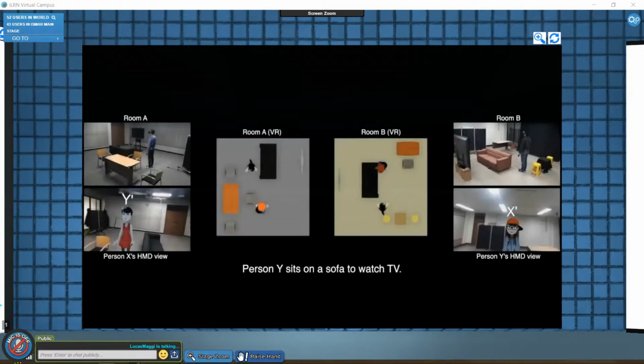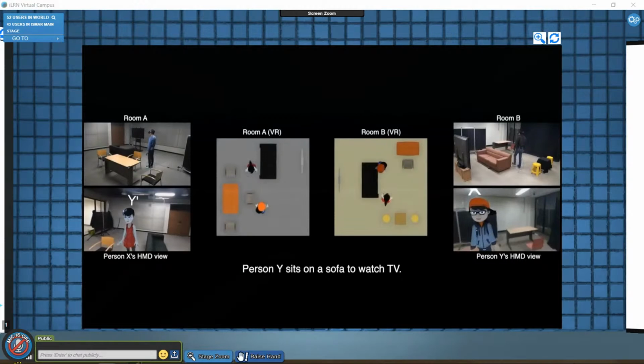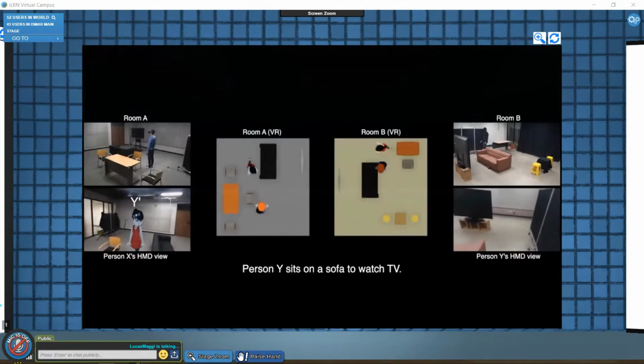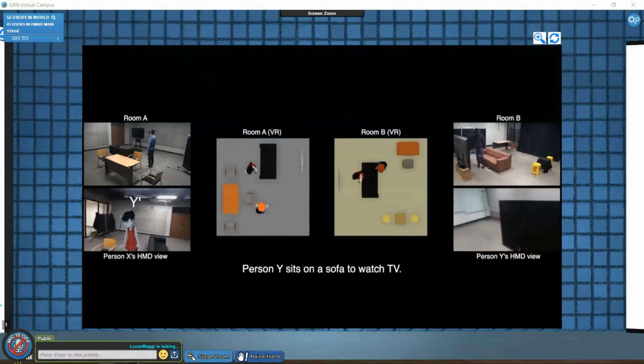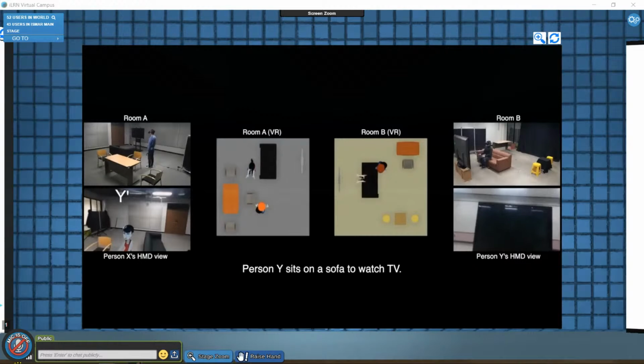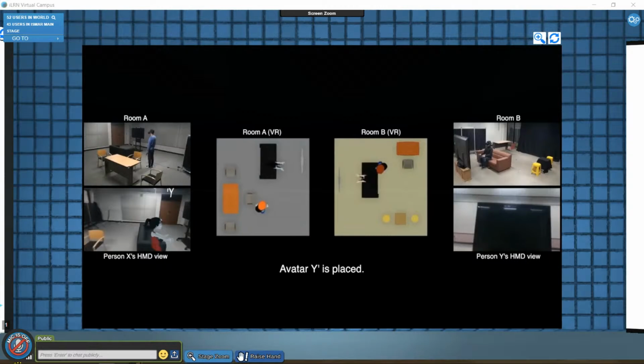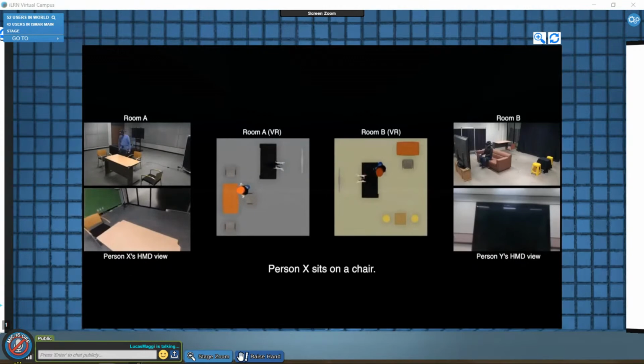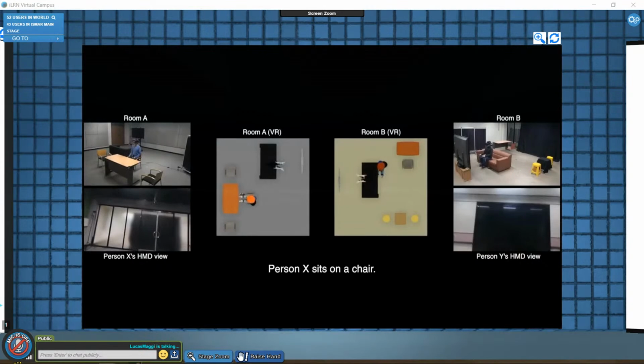Finally, we constructed AR television system for the application demo. Person Y in space B sits in the sofa. And the avatar Y prime is placed in the remote space A. In space A, person X sits in the chair in front of the table. And the avatar X prime is placed in the remote space B.